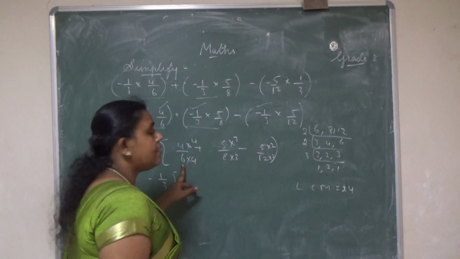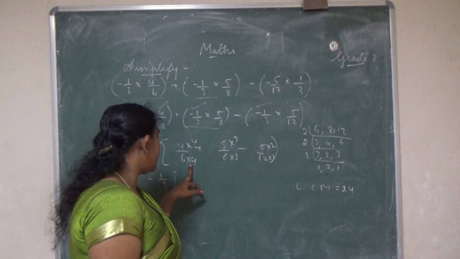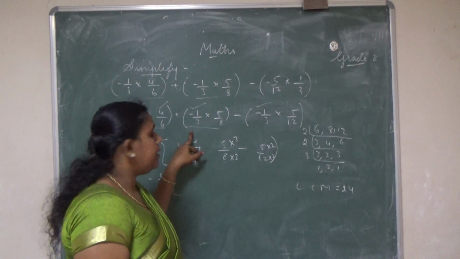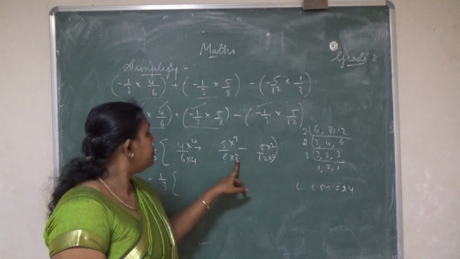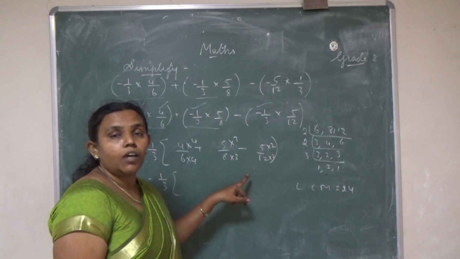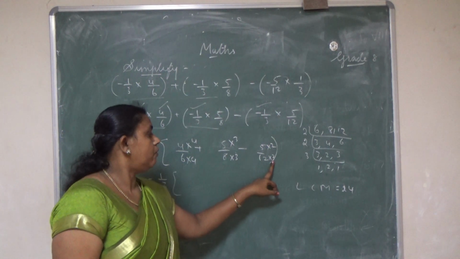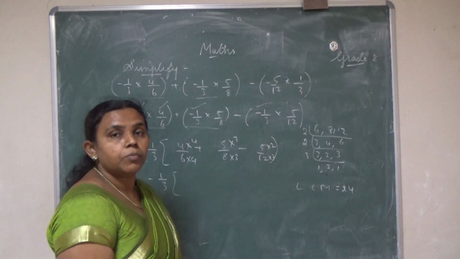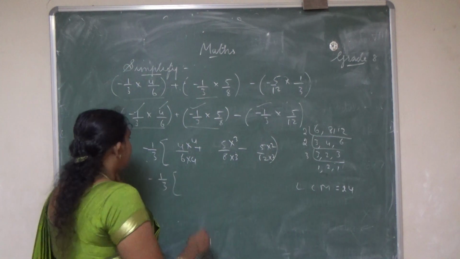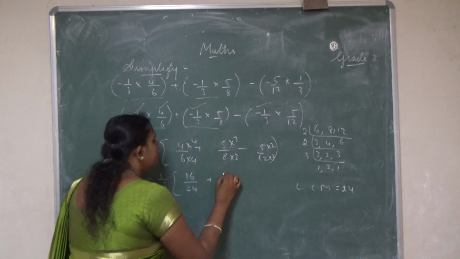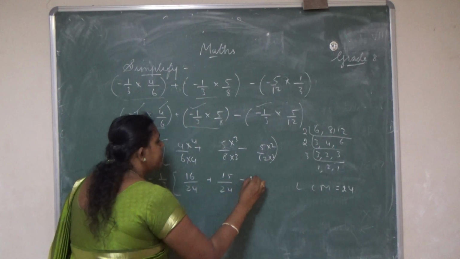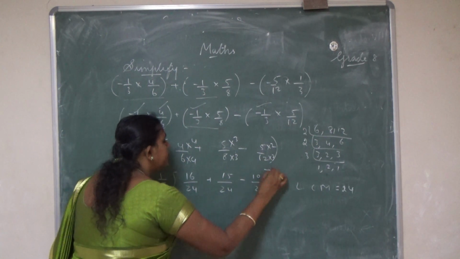So first I have 6. I know 6 4s are 24, so I put 6 4s are 24 and multiplied this 4 on the numerator. For this, 8 3s are 24, I know, so I multiplied this 3 in the numerator also. Here I know 12 2s are 24, so I multiplied this 2 in the numerator also. Okay. Now I got 16 by 24 plus 15 by 24 minus 10 by 24. Is it okay?